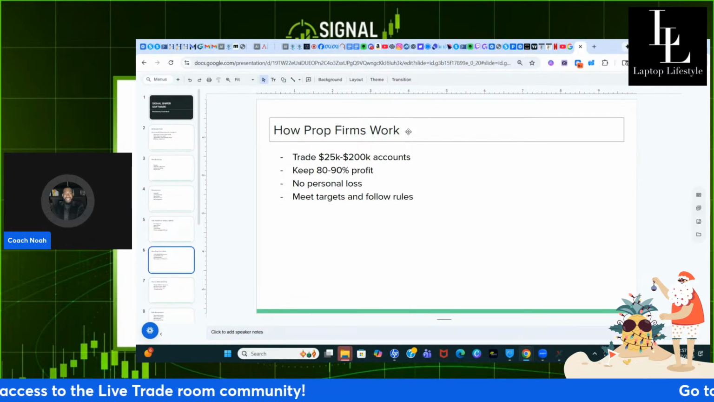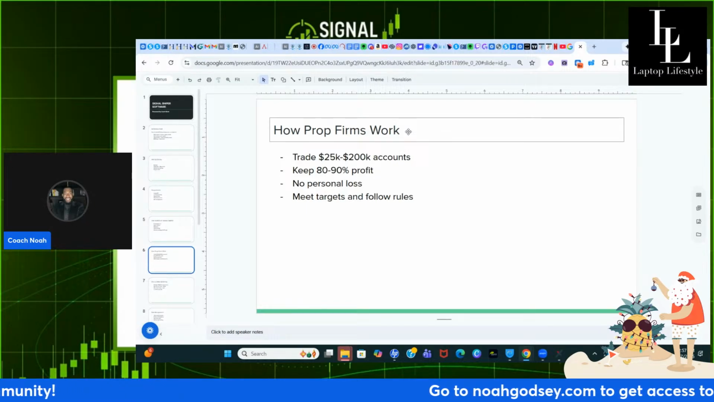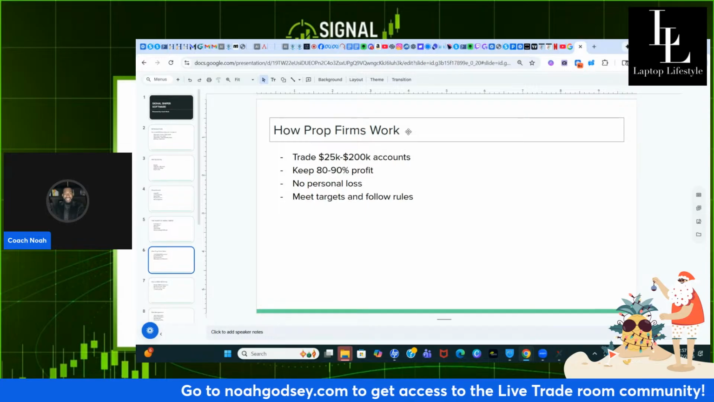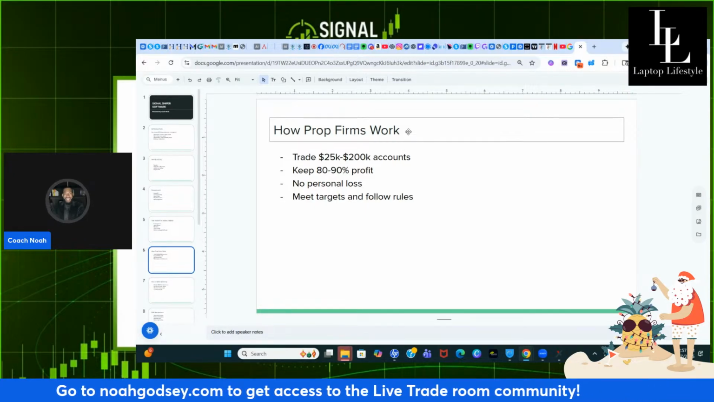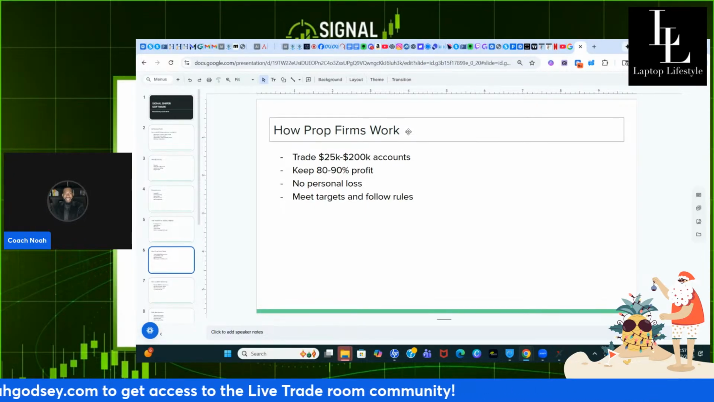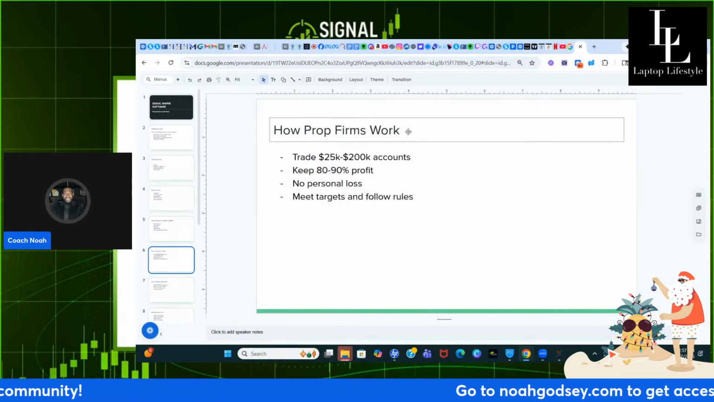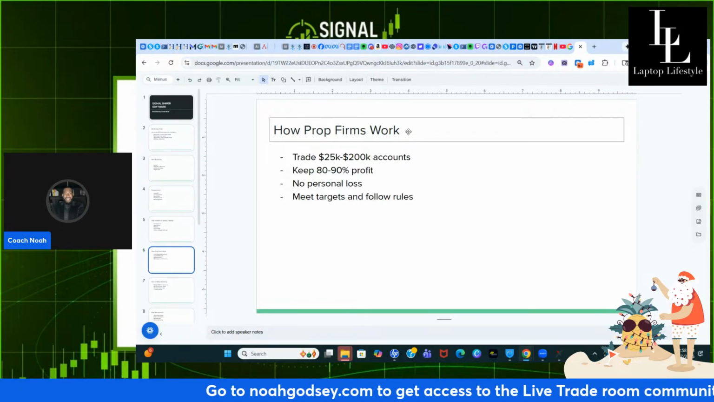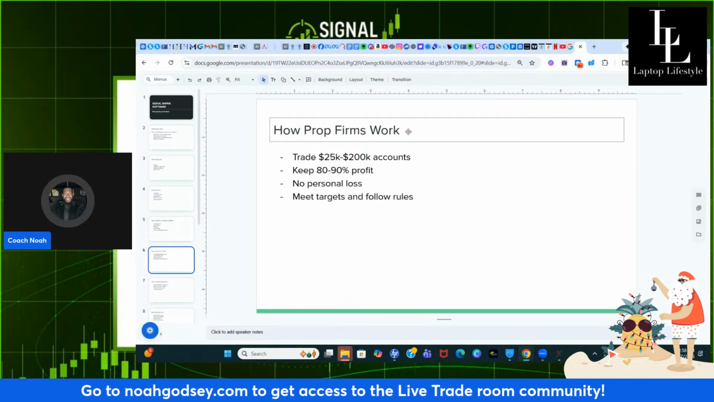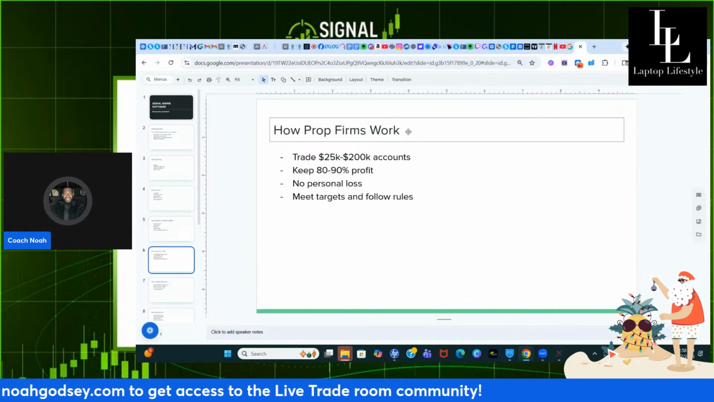Usually if it's 1 phase, you've got to hit 5% on the first phase, and if it's a 2-phase account, you've got to hit 8% profit. Once you hit that, you get access to the live account. That's usually how it works. Then when you make profit, you split it with the company. I've seen it from 80 to 90% profit. So if you do lose the account, it's a very minimal loss of your capital.